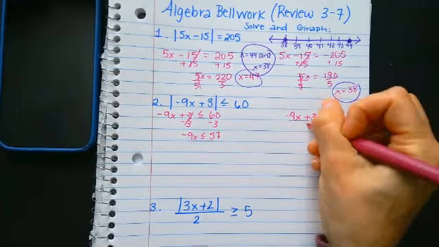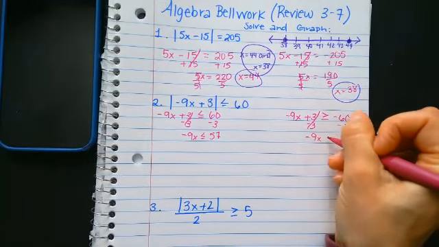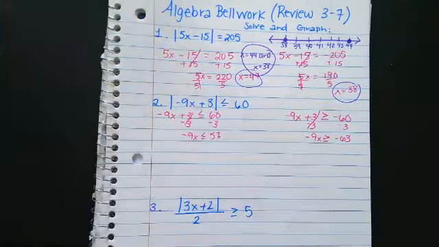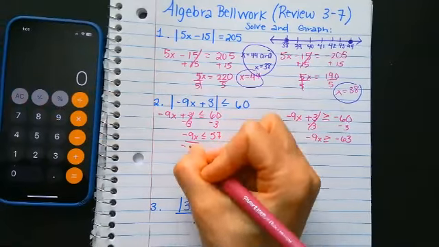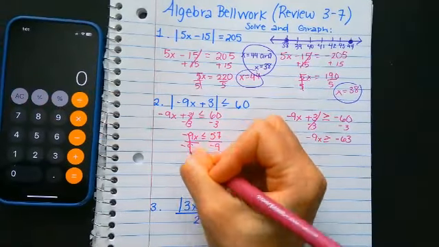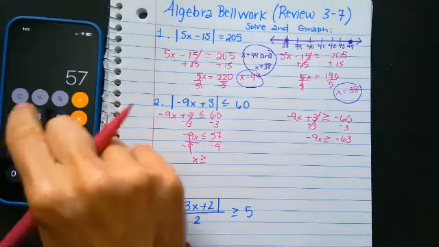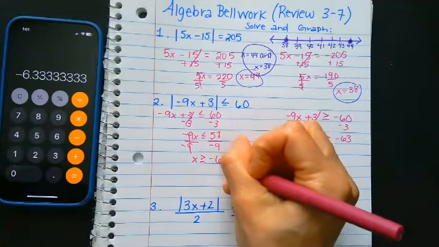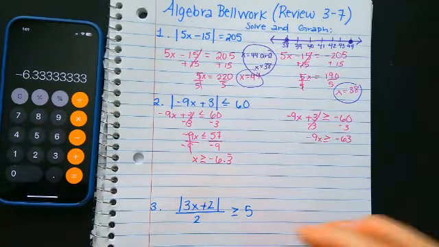All right, and then we'll subtract here and subtract here. Negative 9x is greater than or equal to negative 63. Okay, and then what we're going to do is divide both sides by negative 9, not by 9. So we've got to flip that inequality now the other way around. So 57 divided by negative 9 is negative 6.3 repeating on this side is what we get. x is greater than or equal to negative 6.3.